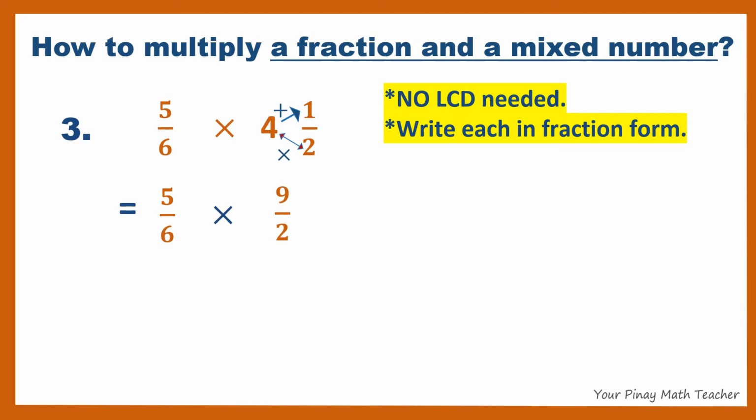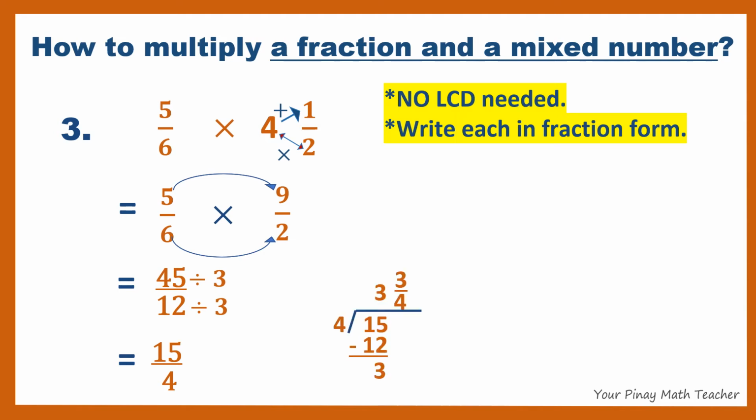After that, you multiply the numerators, so we get 45. And then the denominators, so we get 12. The fraction can still be reduced by 3, so we get a reduced fraction of 15/4. Since this is improper, we have to change it to a mixed number by dividing 15 by 4, which gives us an answer of 3 and 3/4.